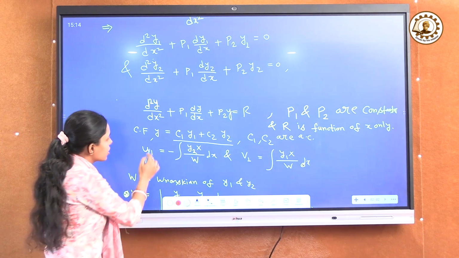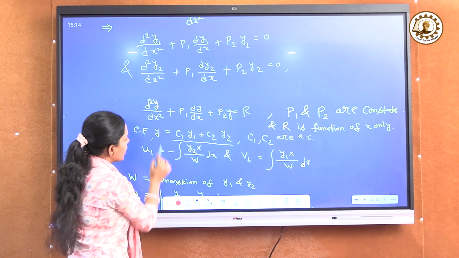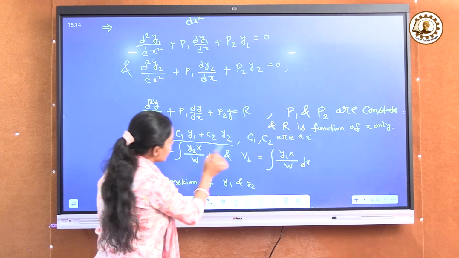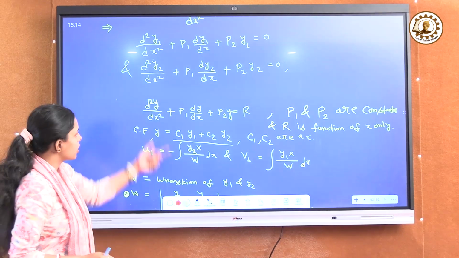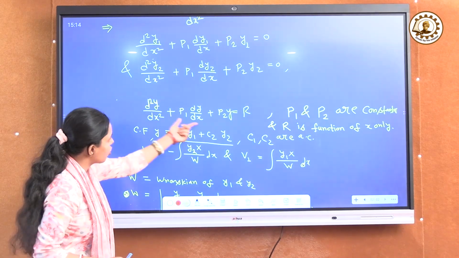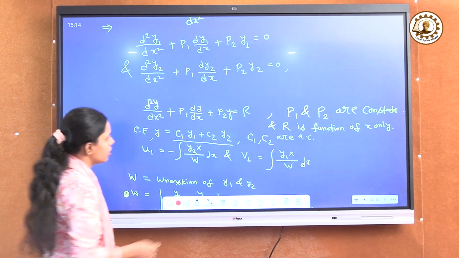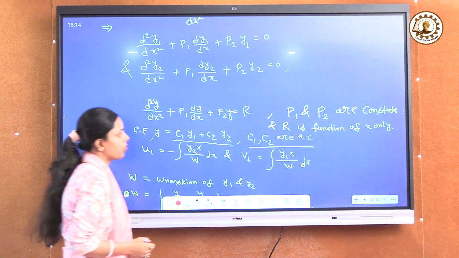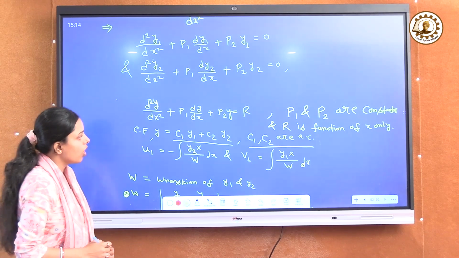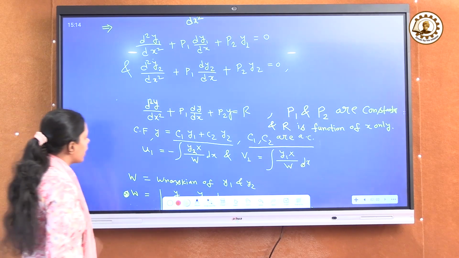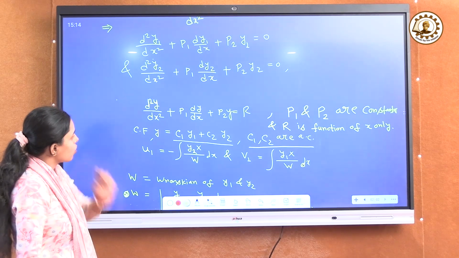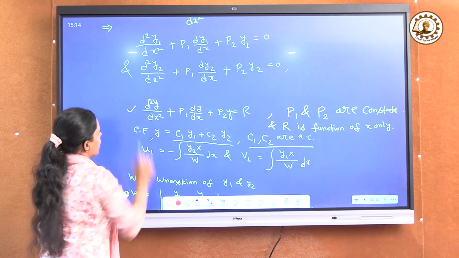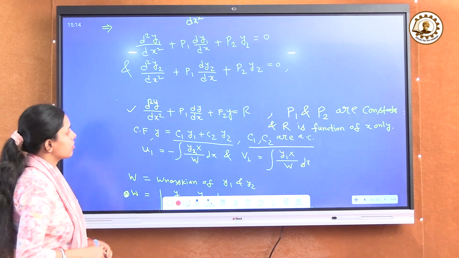The complementary function is of the form y = c1 y1 + c2 y2. Here y1 and y2 are the two solutions that satisfy the homogeneous linear second order equation, and c1 and c2 are arbitrary constants, which is very important. Now we find the general solution of this non-homogeneous differential equation.